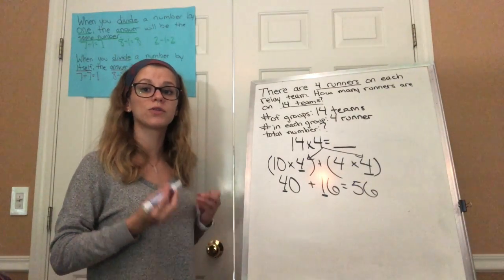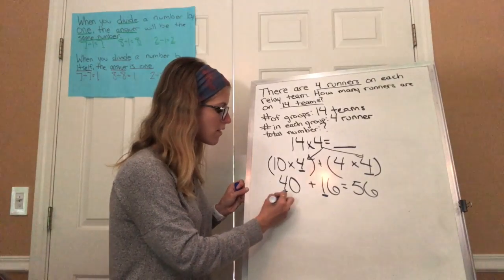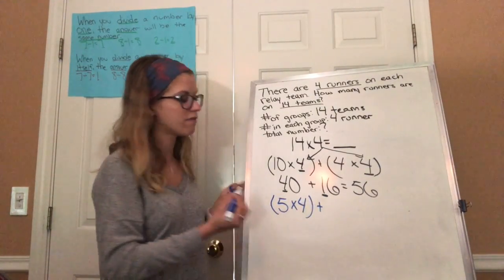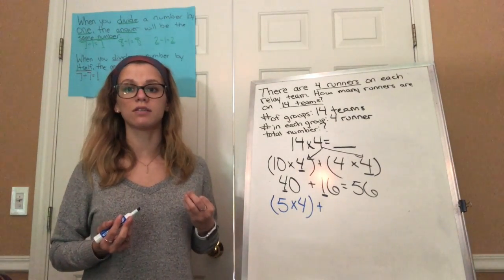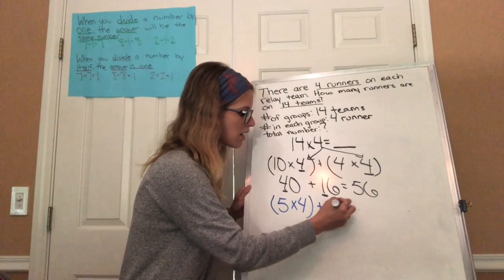Another equation that I can use to get this same answer is, I know really easy my 5 times table. So 5 times 4, and then 5 plus what equals 14? 5 plus 9, times 4.